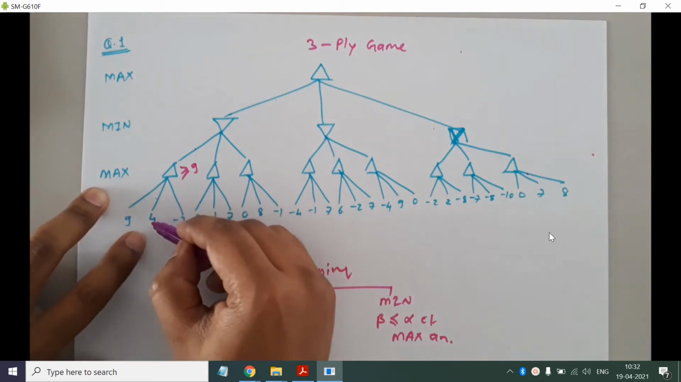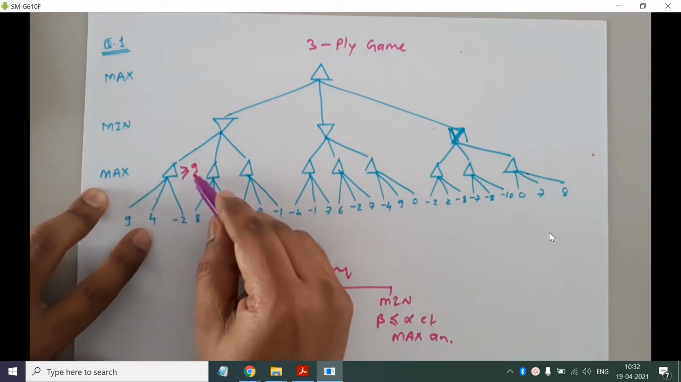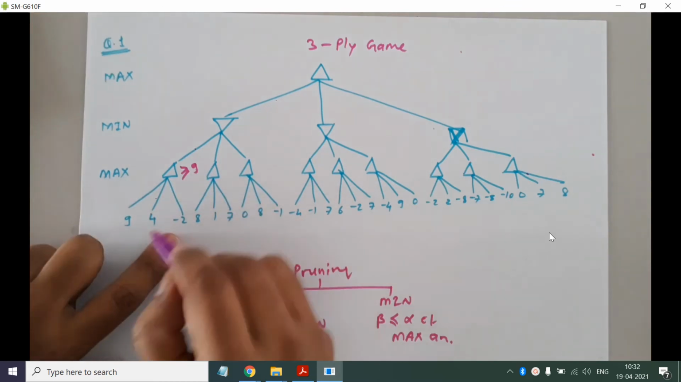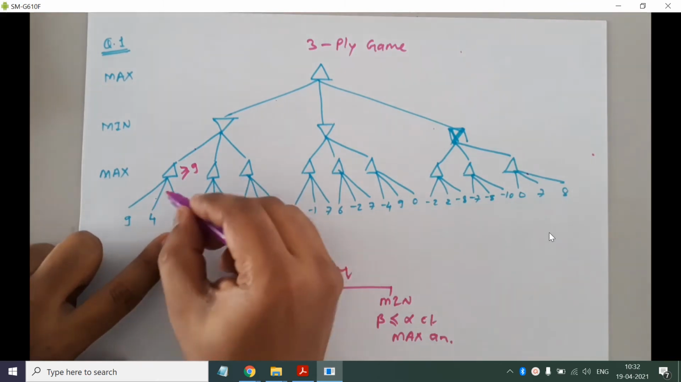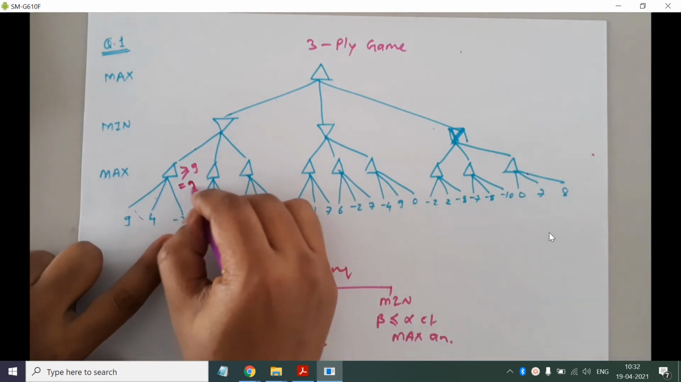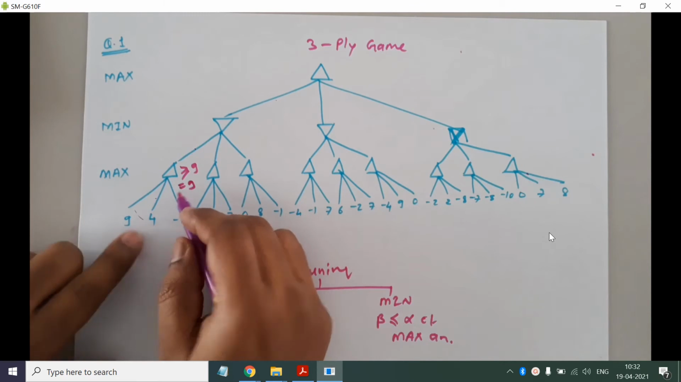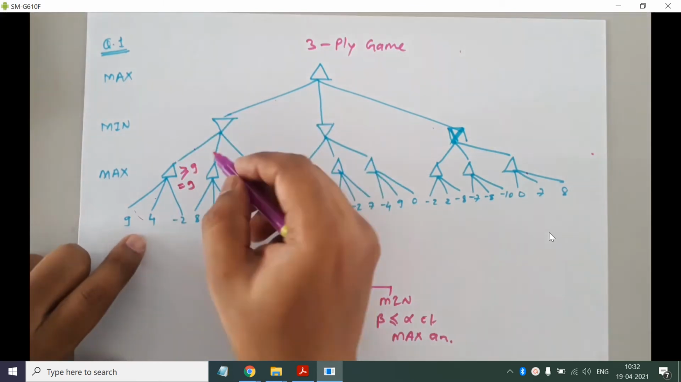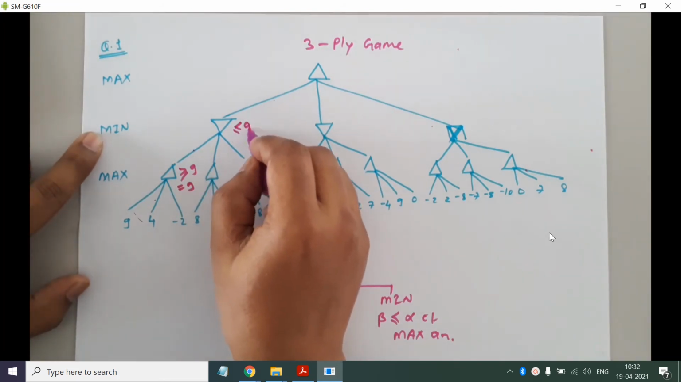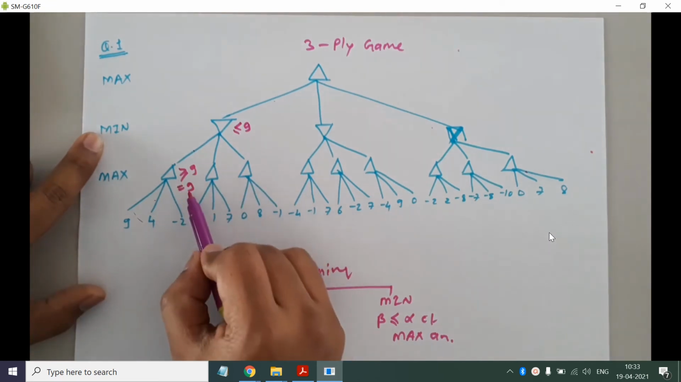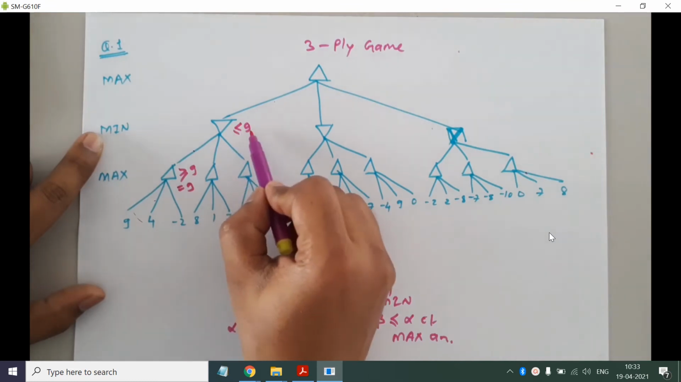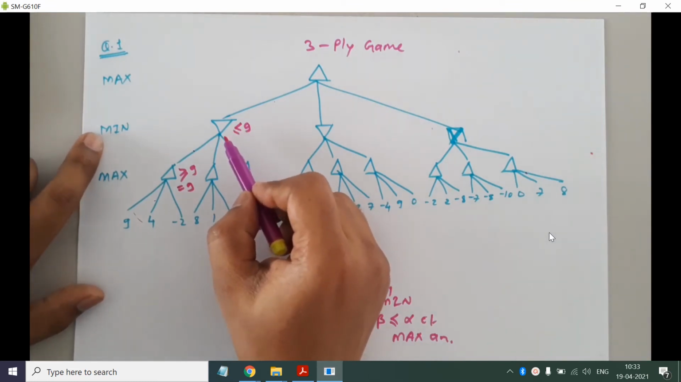Then we will visit this, 4. So no updation in alpha because it is expecting a higher value than 9. Then we will visit this, so -2, no need to update alpha, and after visiting all the children, we will finalize the value of alpha, that is 9. Now we will move to the higher level, that is the min level. The min node will try to minimize this alpha value. So its beta value will be less than 9. It is expecting a value less than 9.